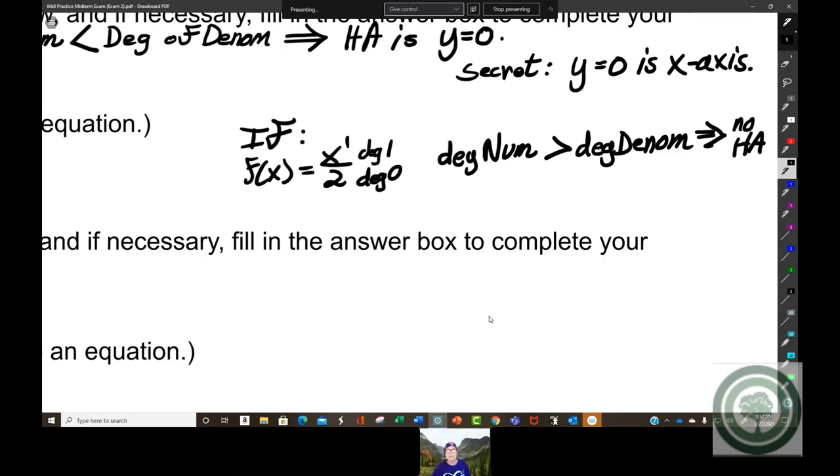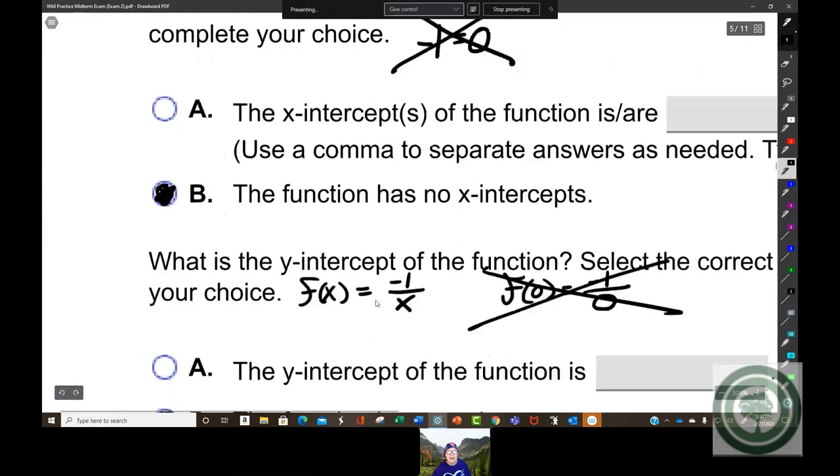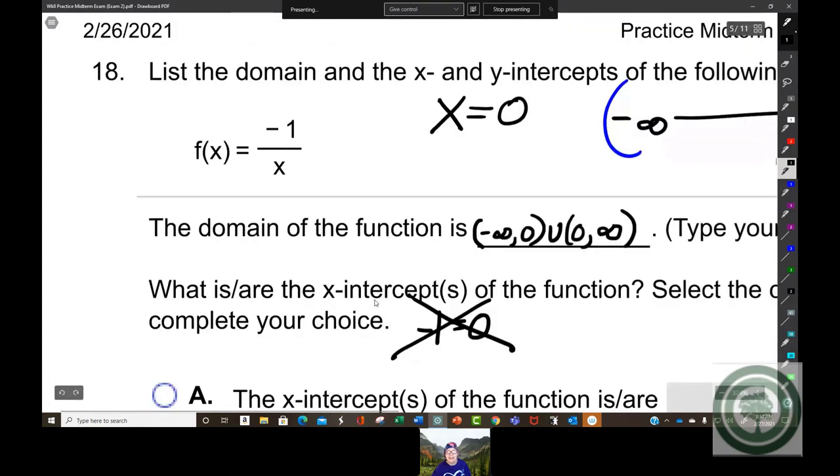They don't have numbers. Okay, this might be a stupid question. It's not. But how do you figure out the degrees? I don't understand. When you have the x and the 2, how is that degree 0 and x is degree 1? I don't know where you find the degrees.